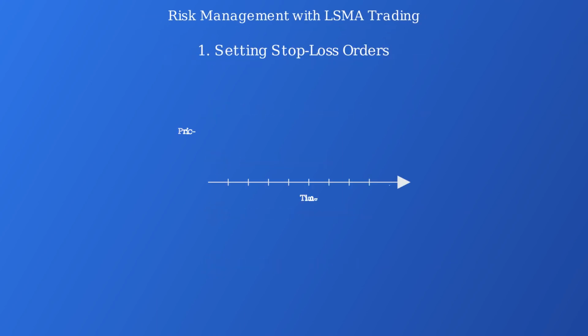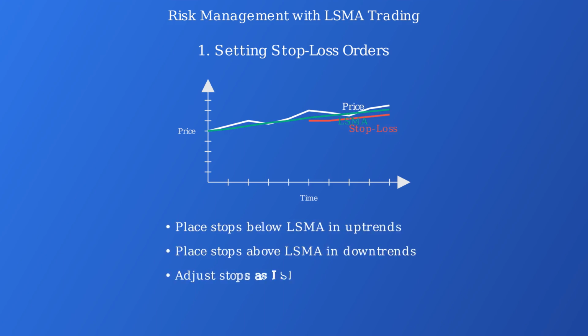First, setting appropriate stop-loss orders is crucial. When trading with LSMA, your stops should be placed at logical levels based on the LSMA position. In uptrends, place your stops below the LSMA line. In downtrends, place them above. This gives your trade room to breathe while still protecting your capital.